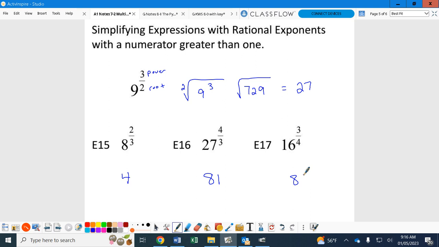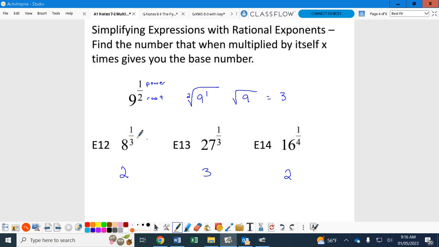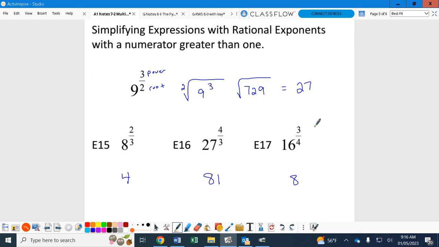Okay, guys. So, calculator work. Got to know how to type these in on the calculator. It's the same thing. These just happen to have 1 on the top. These happen to have a different number on the top. Okay. Last thing today.